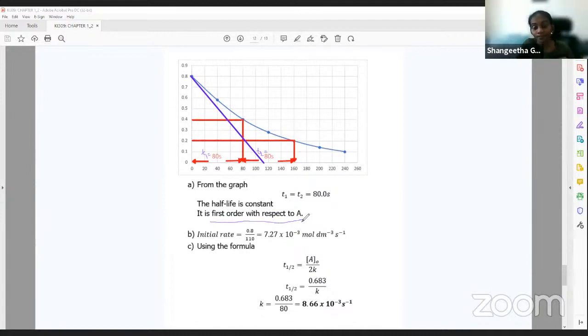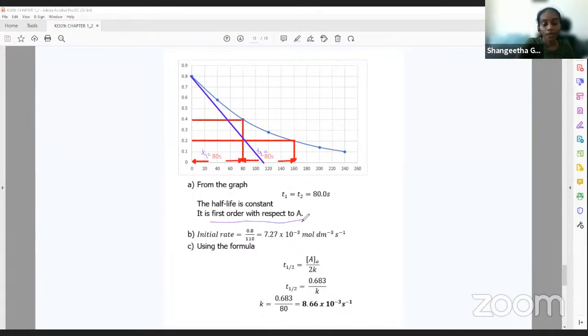Very simple, right? Because this particular half-life property that we learned today is only unique to first order reactions. That's how you solve the question. We will look at how it looks for second order and zero order in next week's class.